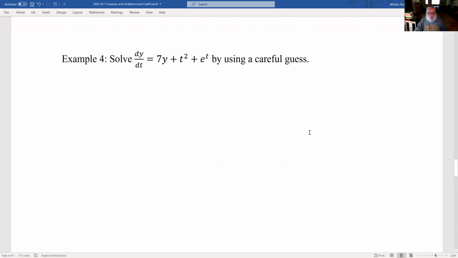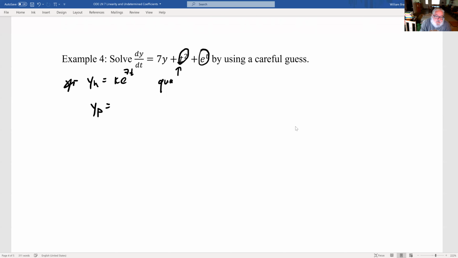So solve this by using a careful guess. Okay, I'm not actually going to go through this one in detail. Our homogeneous solution is going to be k e to the 7t. What's the guess that we use? Well, this is a quadratic plus exponential. So my guess is I'm going to guess a quadratic, something squared, to deal with this term. And then I'm going to guess an exponential to deal with that term. And I'm just going to add them together.